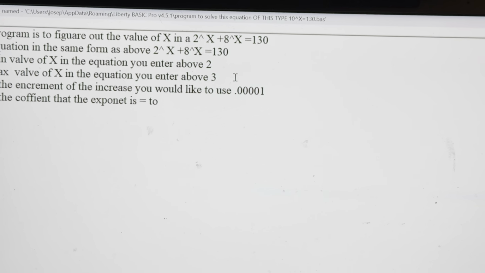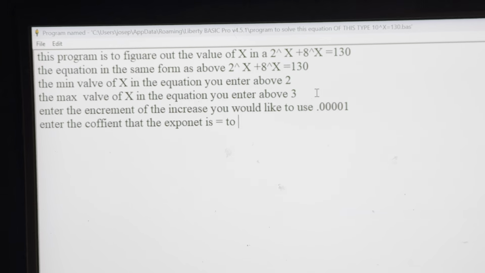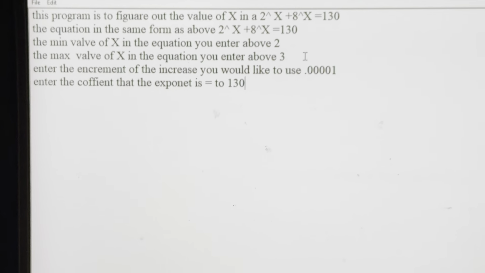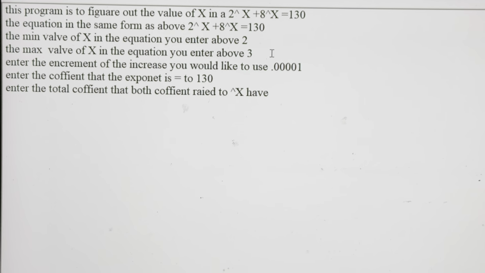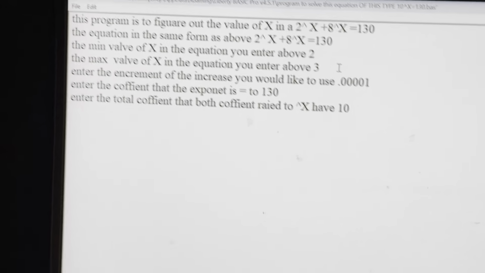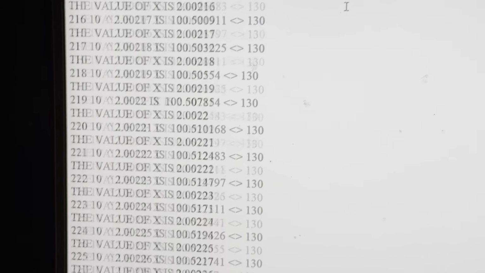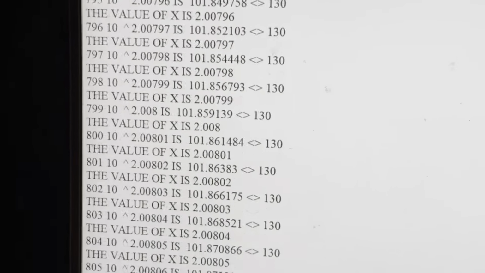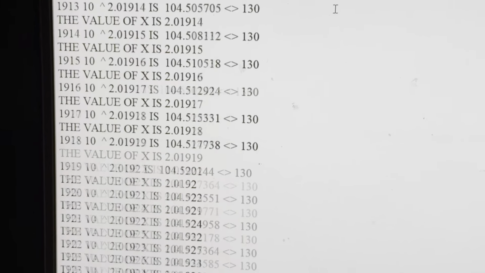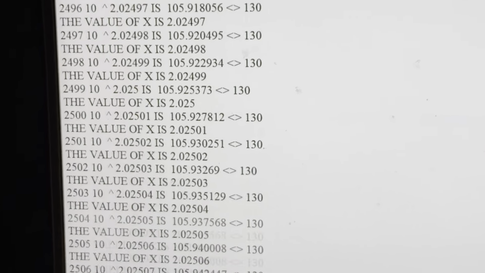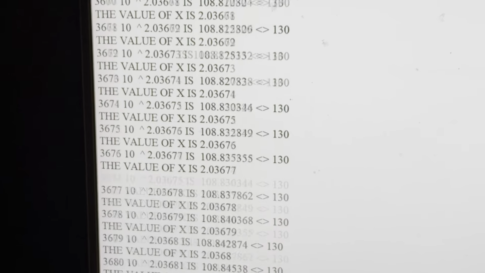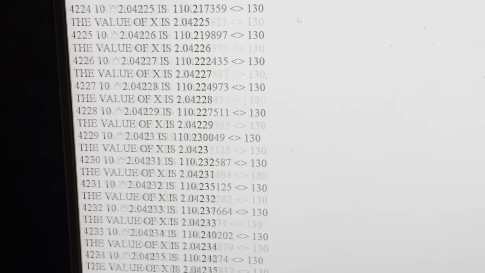Okay, the value is equal to 130. And the coefficient is 10. Okay, so it's starting to do its calculations. Basically, it's starting at 2, and it's going at 0.0001, in other words, a point and 4 zeros and a 1. It's going forward. I will confirm the calculations with a graphics calculator.